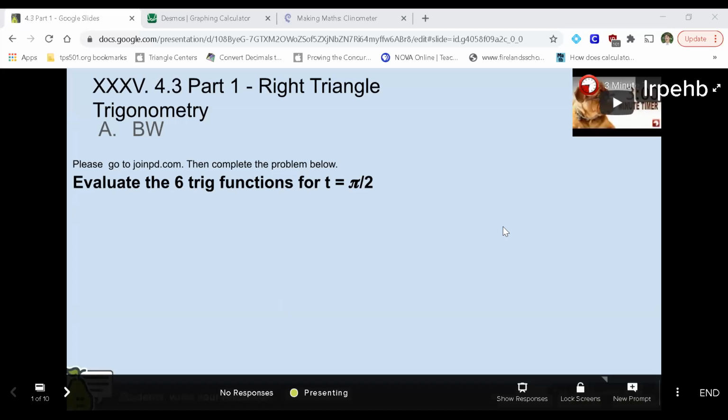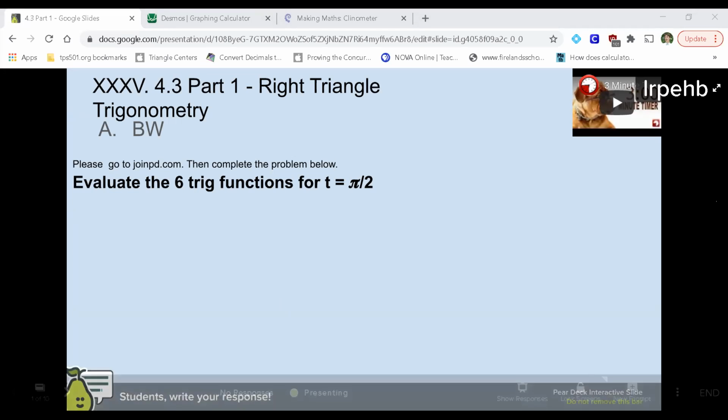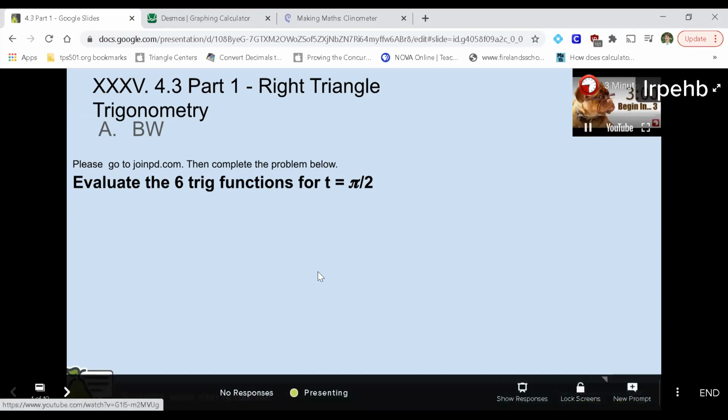For the bell work, find the sine, cosine, tangent, cosecant, secant, and cotangent of pi over 2. You've got 30 minutes.